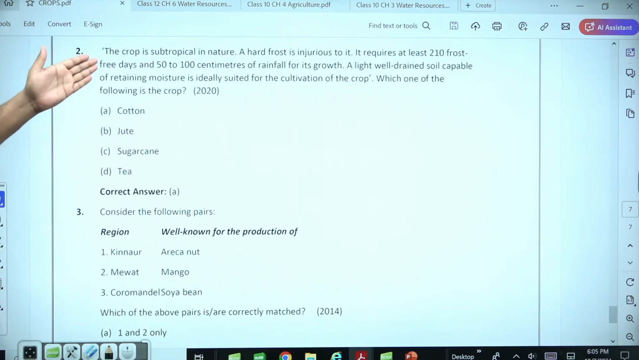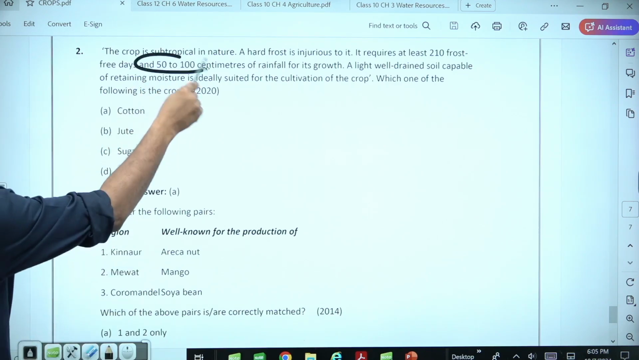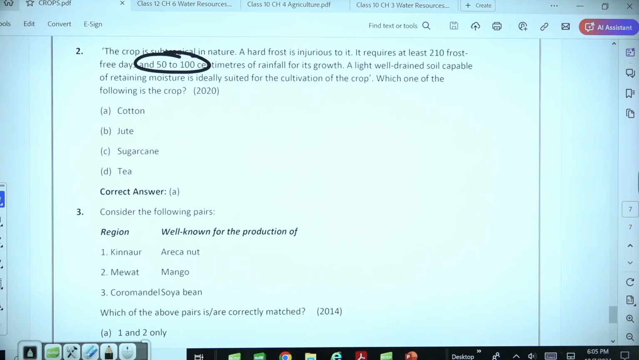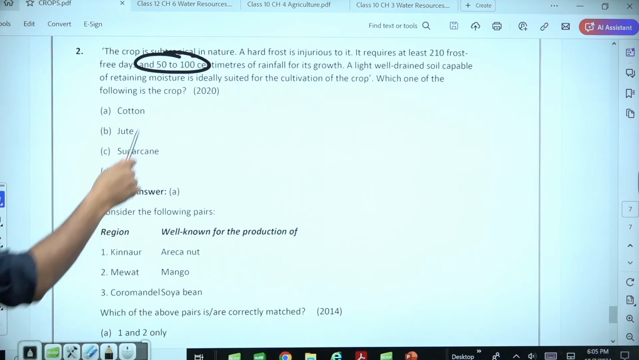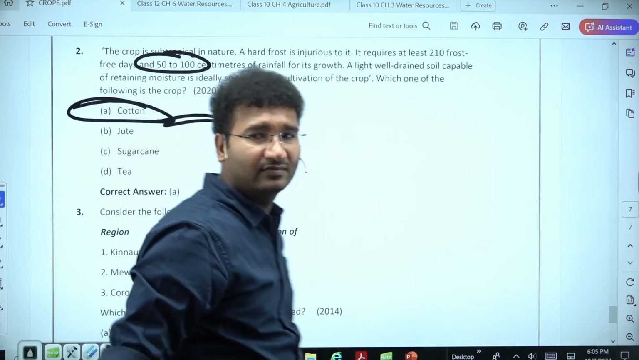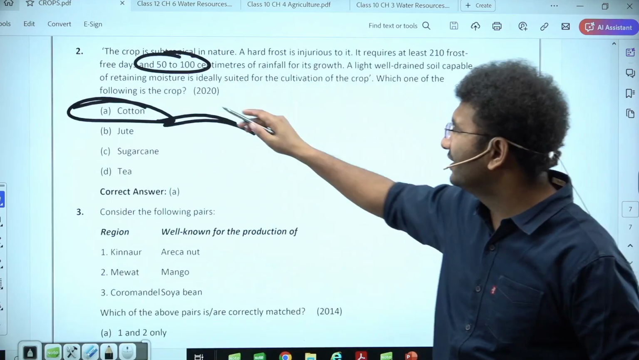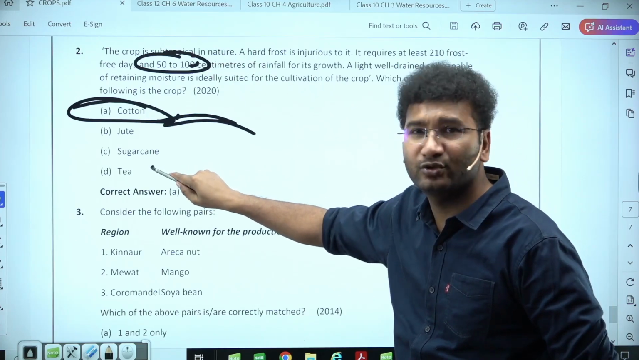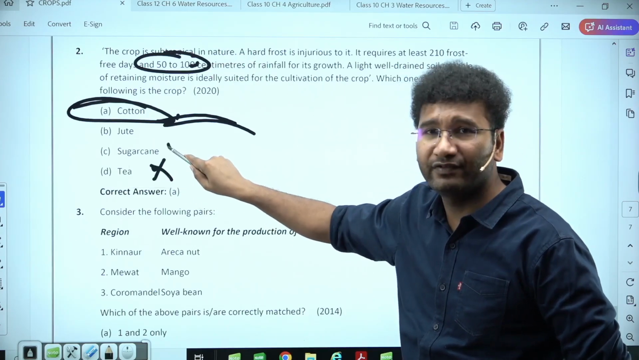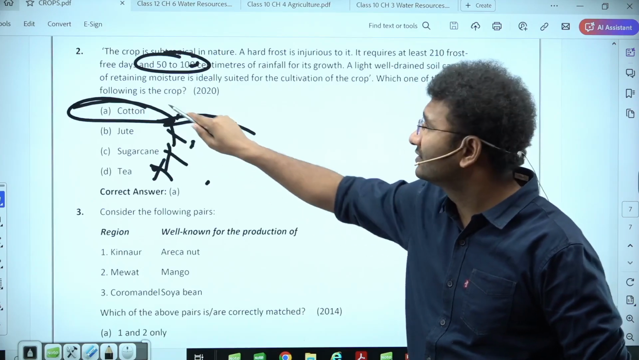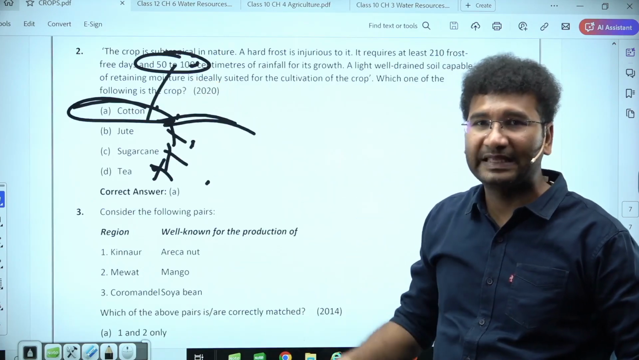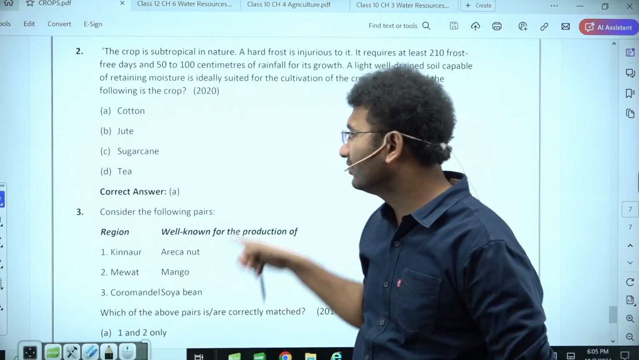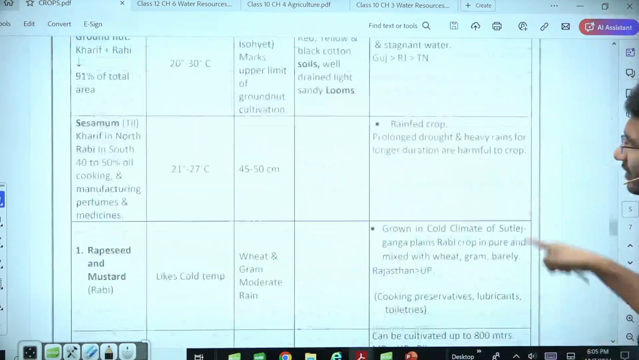Now, the crop is subtropical in nature. A hard frost is injurious, and 50 to 100 centimeters of rainfall is needed. A well drained soil retaining moisture. Which crop needs this? Cotton, right? Cotton's condition is 50 to 100 centimeters of rainfall. Tea needs how much? 250. Sugarcane 150. Jute 150. Who needs the least water? Cotton needs it. Easy. This is how you are going to get good marks in the examinations.